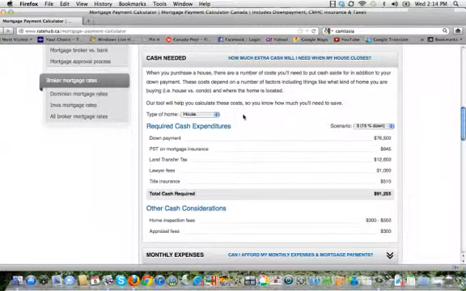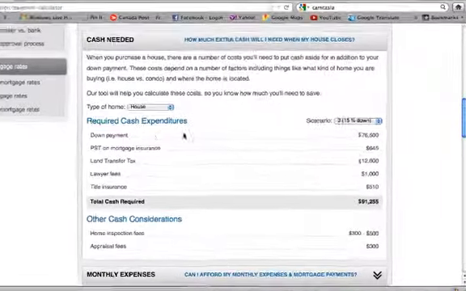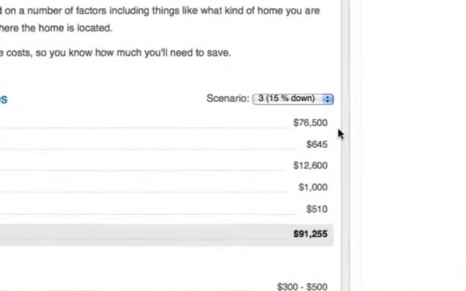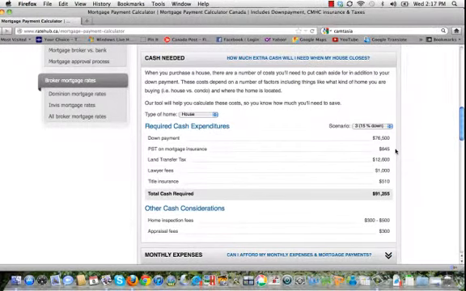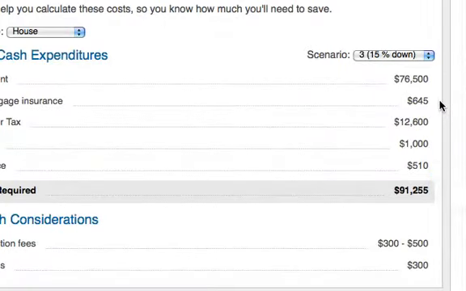So for the purpose of this exercise, let's choose a house. The down payment would be $76,500 at 15% down here. Of course, that means you have to pay mortgage insurance. There's PST on mortgage insurance. Of course there is. You're going to pay everywhere, aren't you? So that would be $645. The land transfer tax is $12,600 and lawyer's fees $1,000. Remember, this varies depending on the lawyer, so shop around. There's some good ones and I can recommend them to you if you like. And as a matter of course, lawyers will purchase title insurance for your home.